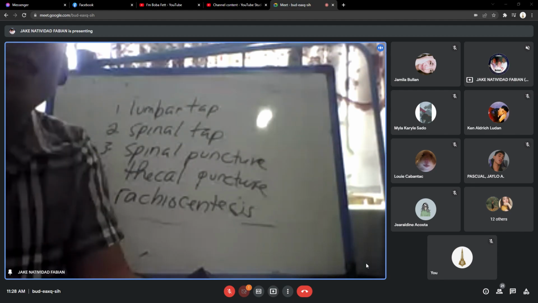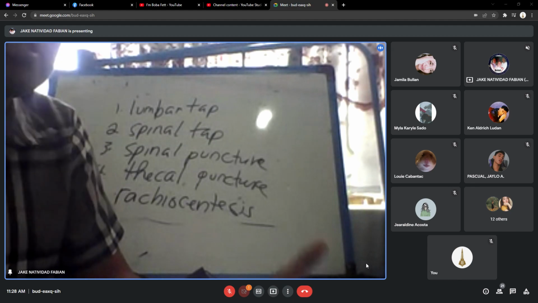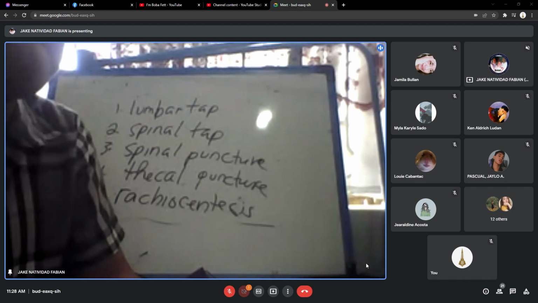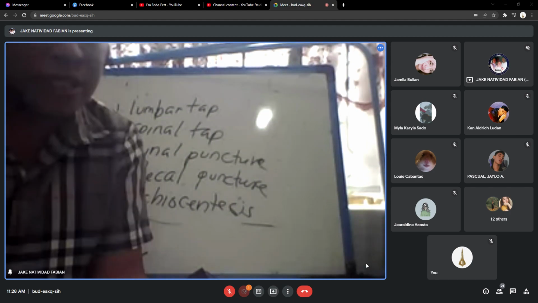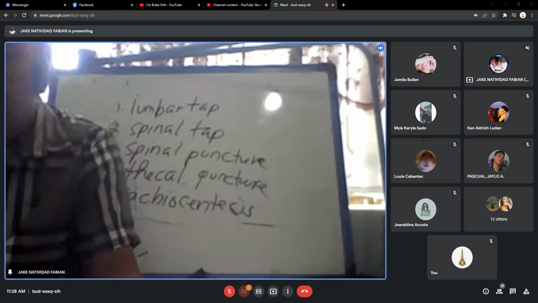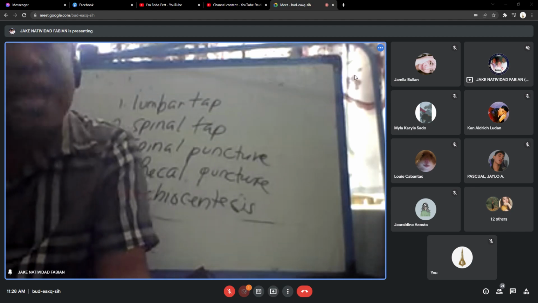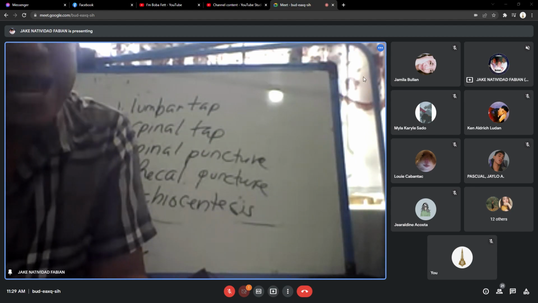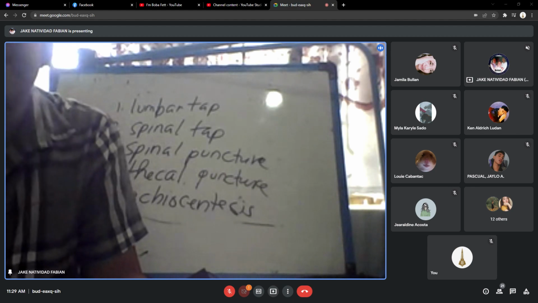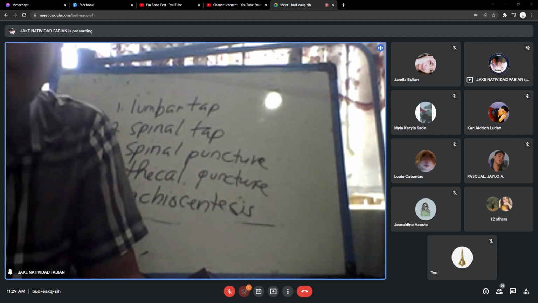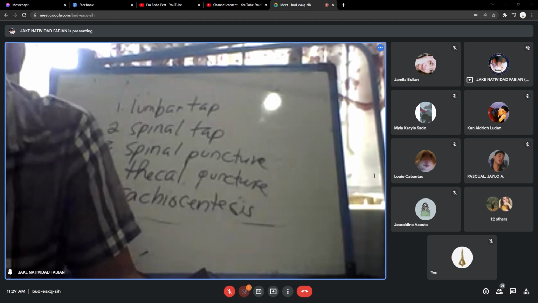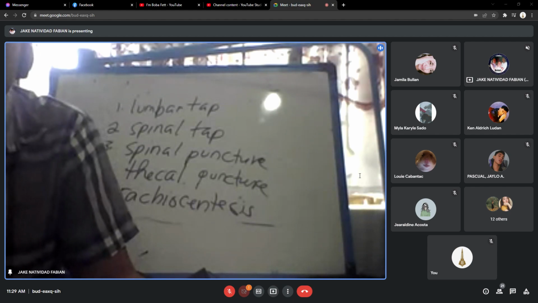Okay, bakit natin ginagawa ang lumbar puncture? Sabi ko, number one, it is the best diagnostic procedure for your meningitis. It is the best procedure to rule out or to diagnose your meningitis. Okay, other specific indications: to obtain CSF for examination para malaman natin kung may white blood cell ba yan, may red blood cell, may chloride, may gamma globulin, may glucose, may protein. Okay?